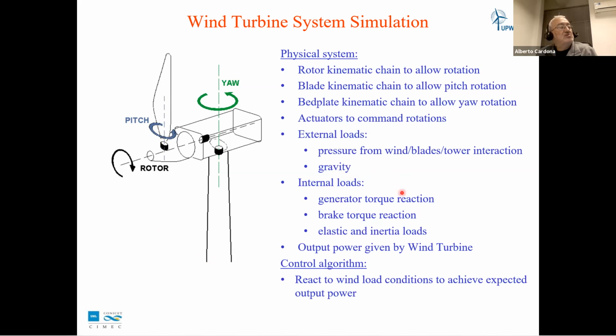There are gravity loads, internal loads. We have a torque reaction by the generator, a brake. In some kinds of maneuvers, we should take into account the brake. And of course, we have elastic and inertial loads of the different elastic parts. And finally, we have the output power given by the wind turbine.